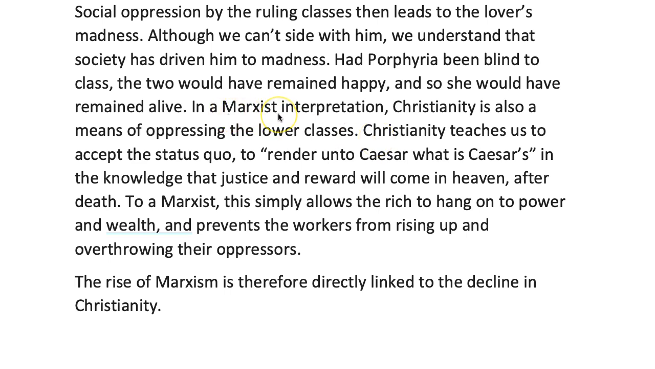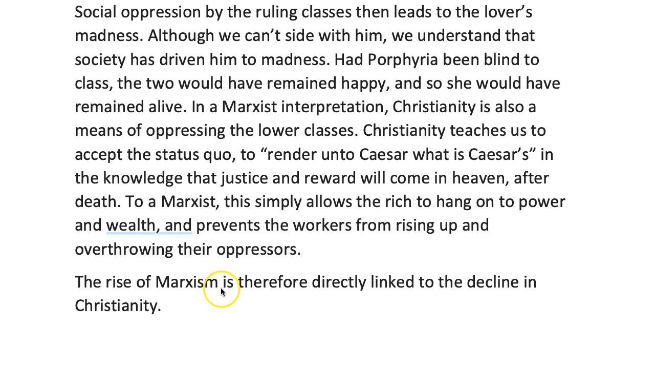So from Marxist points of view, Christianity is a waste of your current life. It puts all your value into the afterlife. Well, that allows society to stay as it is. And therefore, Marxists say, it is a way to oppress you. If you're poor, you stay poor because you don't believe it's your right to be rich and find happiness on earth. You simply want to make sure that you don't do anything wrong so that you get happiness in heaven. So the knowledge that justice and reward will come in heaven after death, to a Marxist, this simply allows the rich to hang on to power and wealth and prevents the workers from rising up and overthrowing their oppressors.